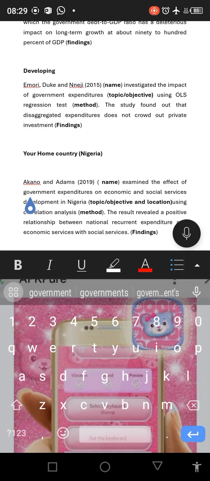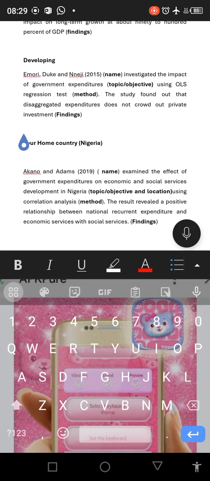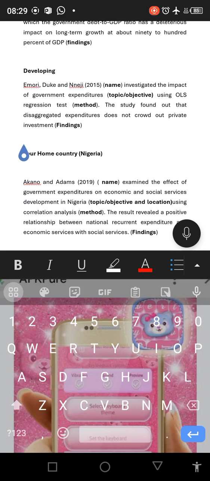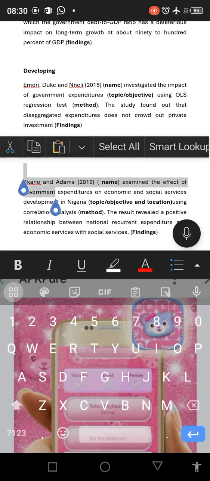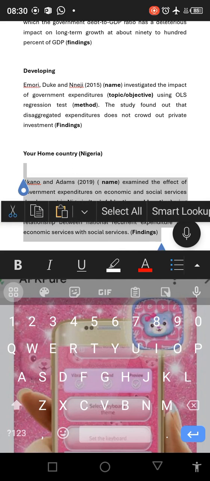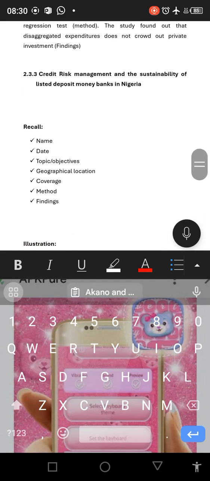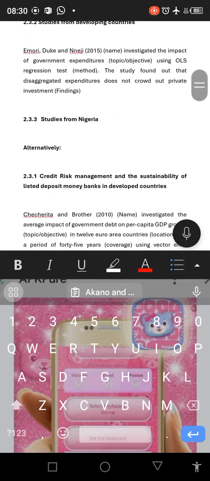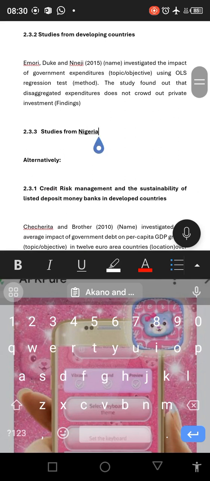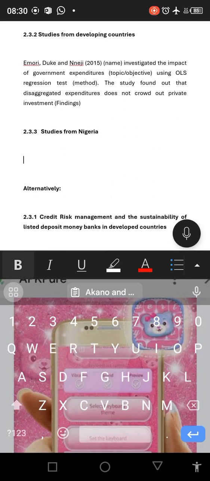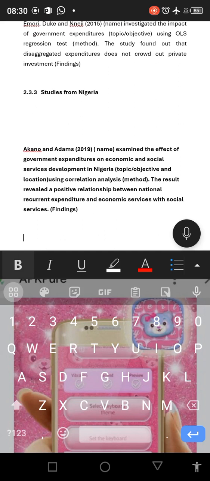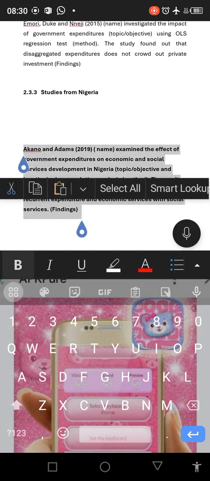All right. The results revealed a positive relationship between national recurrent expenditure and economic service and social services. This is the findings. Okay, so I'll pick this again so that we can be on the same page. I'll copy. I'll come here also. Studies from Nigeria. Let's come here. I'll paste. Okay. Remove the bold.